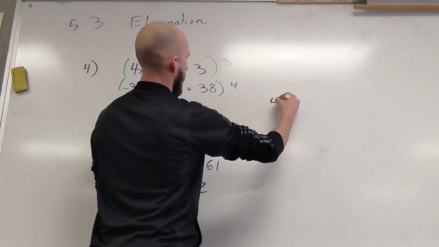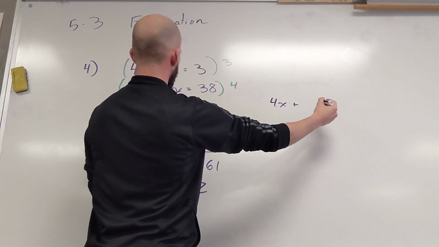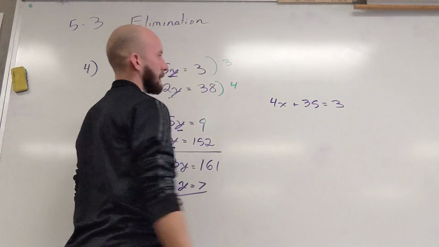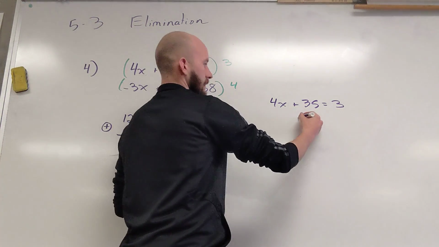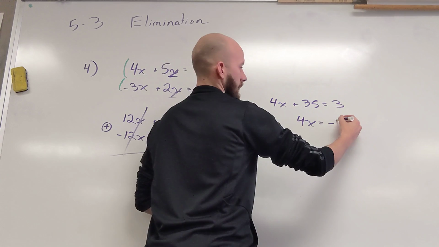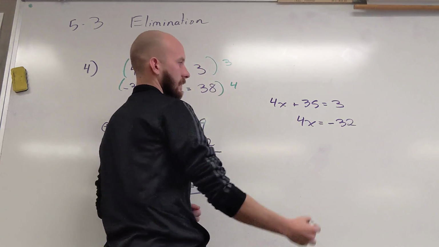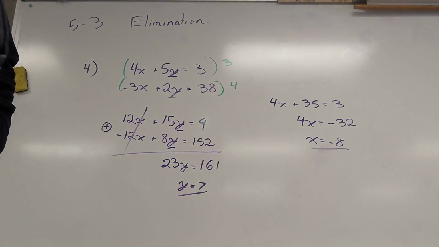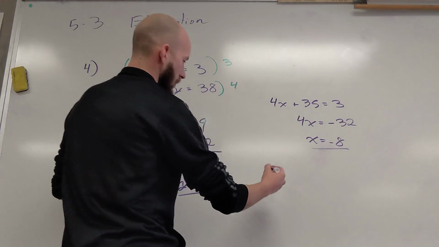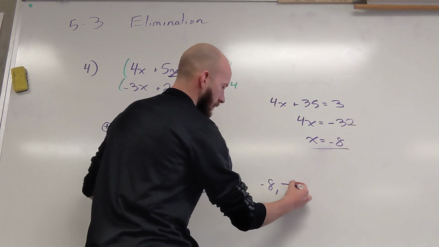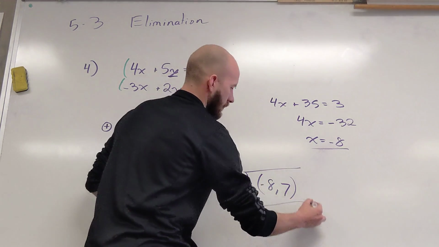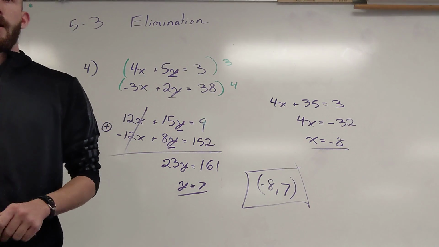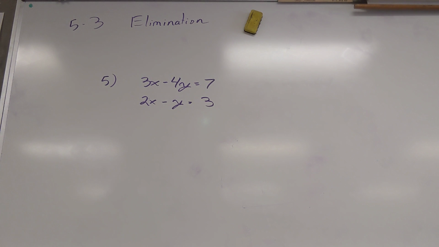So 4x, and then I'm going to go ahead and multiply 5 times 7 is 35. Subtract 35 on both sides. Divide by 4. X equals negative 8. Okay, so we have our final answer: negative 8, 7. You guys can check that. I'm not going to go ahead and check it right now for the sake of time. Our last one, we have one.